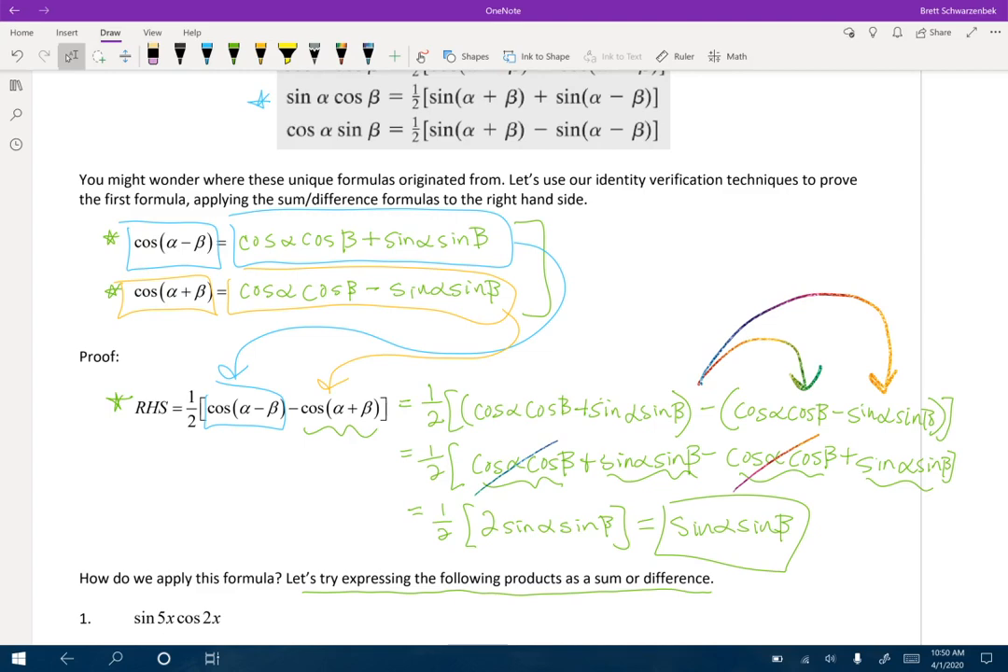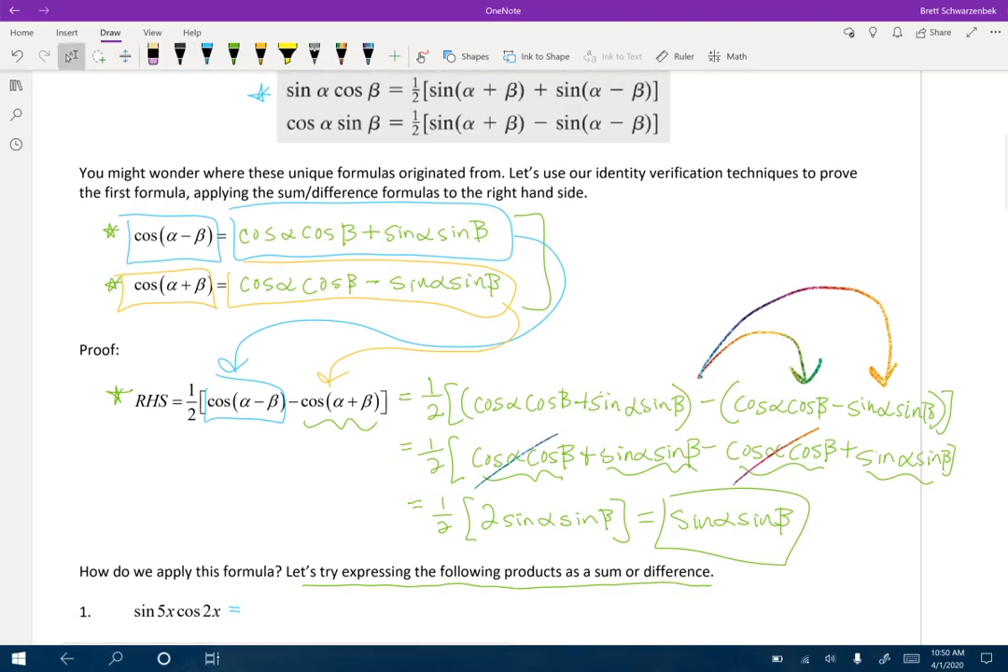So I'm going to write it out at the bottom here real quick. So this is going to be equal to 1/2, remember this is alpha and this is beta, 1/2 the sine of our alpha, which is 5x, plus our beta, which is 2x, all plus the sine of our alpha minus beta.